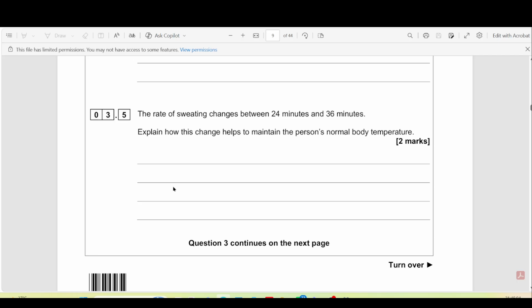The rate of sweating changes between 24 minutes and 36 minutes. Explain how this change helps to maintain the person's normal body temperature. Rate of sweating change between 24 and 36.